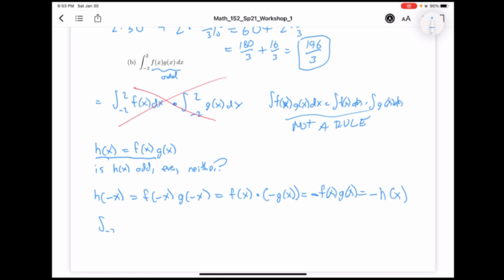That means that the integral from negative 2 to 2 of f of x g of x equals the integral from negative 2 to 2 of what we now know to be the odd function h of x, which is 0. So this comes out to 0. If you tried to apply this false rule, you would have gotten the right answer, because you would have just gotten 60 here and 0 here, which of course multiplies out to 0, but this is not the right reason for the right answer.